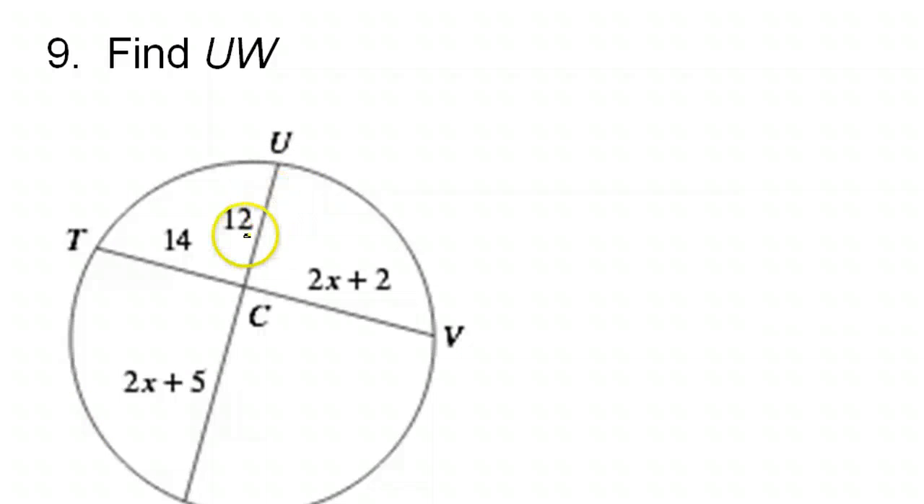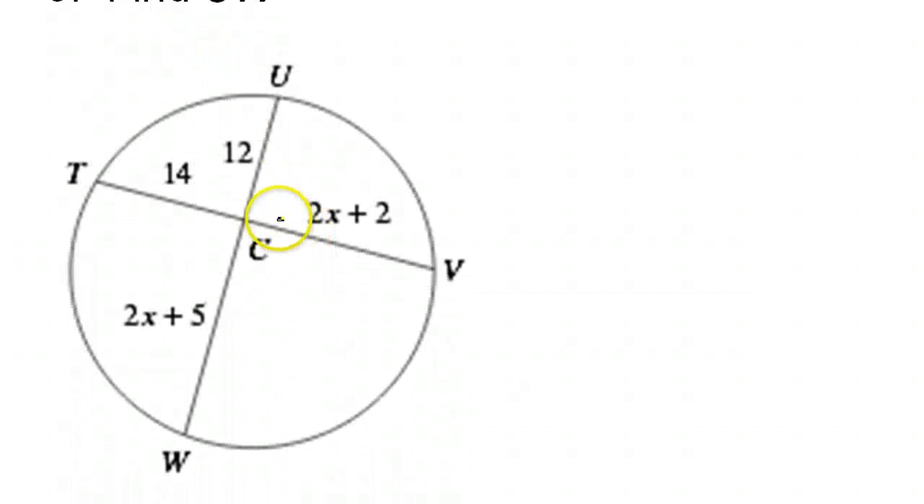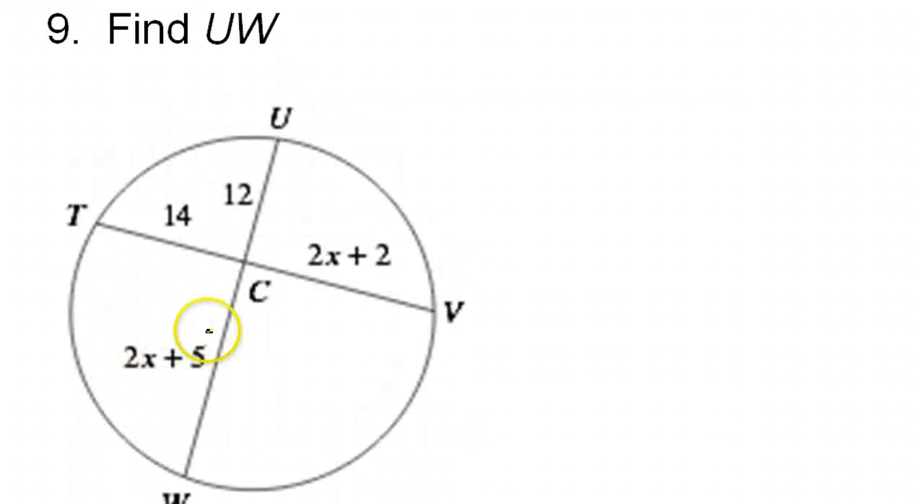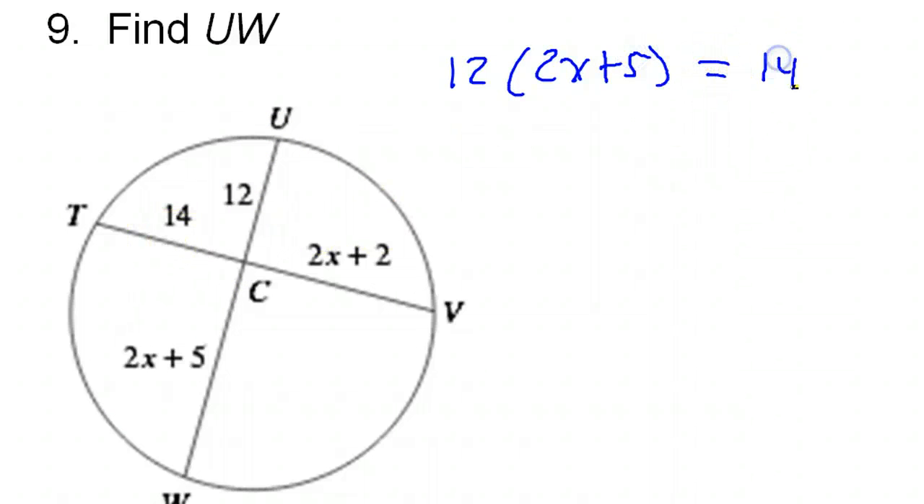All right, so on problems like number 9, we will have to be more careful because we are not just finding x. We are finding, in this case, UW. So we will have to substitute the value of x back in to find out what UW is. So let's not forget that. But we're going to start by finding x though. So we're still doing part times part equals part times part. So that means, for example, 12 times 2x plus 5, that's part times part, equals 14 times 2x plus 2.